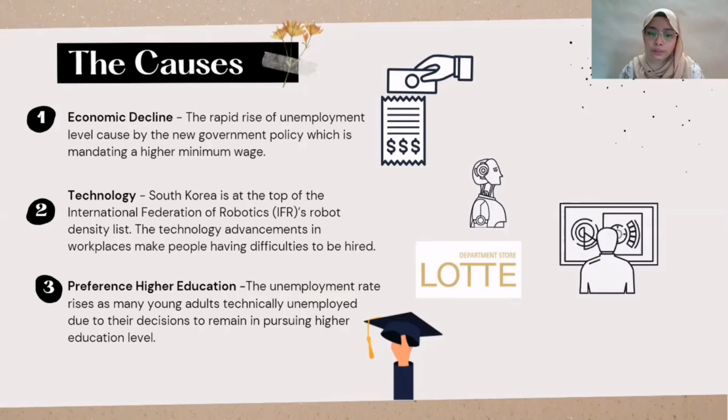Secondly, technology. As we know, South Korea is one of the developed countries and at the top of the International Federation of Robotics (IFR) robot density list. The advancements in workplaces make people have difficulties getting hired. For instance, Lotte department stores have replaced many sales staff due to automation.